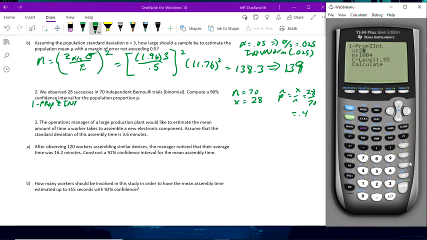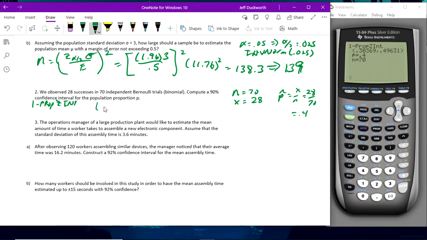X is 28. N is 70. And the confidence level is 0.9. And we simply calculate. So typically we want to give it 3 decimal places, but let's see, 0.30, that would be 4. And then we got 0.496. You can give it more, that's certainly fine.